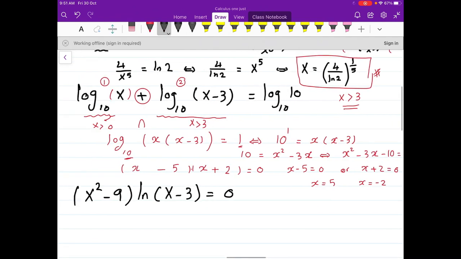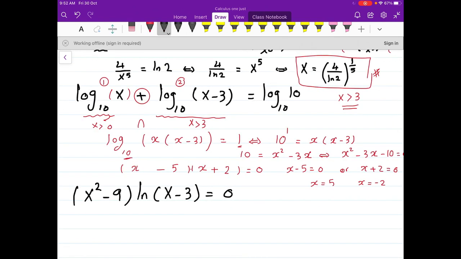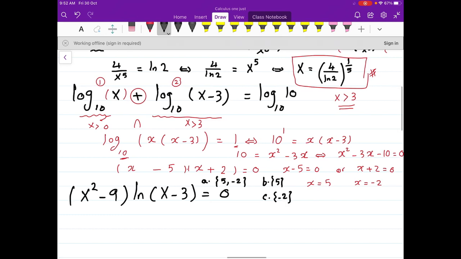Now, what is the answer? If we write A: 5 and minus 2, B: 5, C: minus 2. Which one is true? Be careful, we have x must be greater than 3. So this answer, minus 2, will be rejected, and we take 5. So what is the correct answer? B.